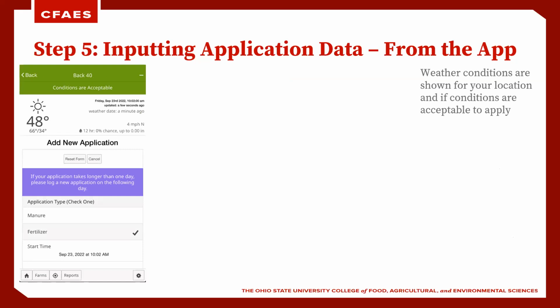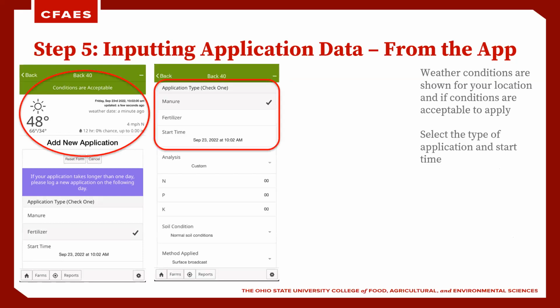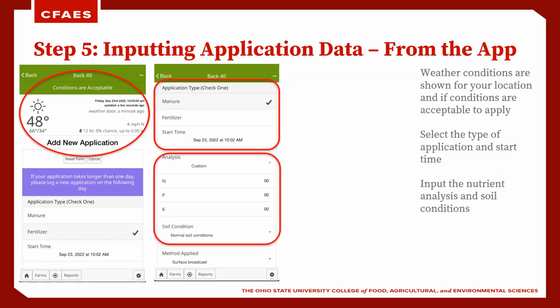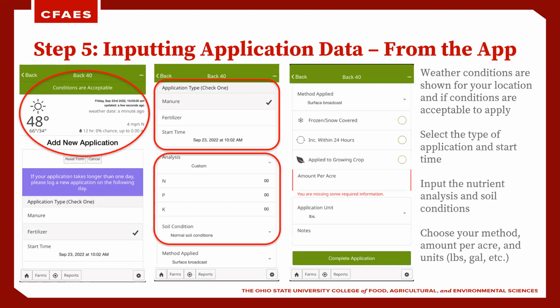So you'll click Add New Application. You'll select the type of application and your start time, so you can toggle between manure or fertilizer. You'll use your manure analysis that Jason talked about to input your nutrient analysis and the soil conditions as well. And then you can choose your method, the amount per acre you used, and your units. And remember, if you surface apply, you have to note if it's frozen or snow covered or incorporated within 24 hours.